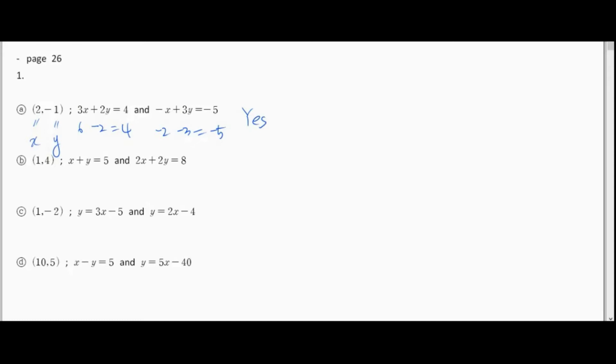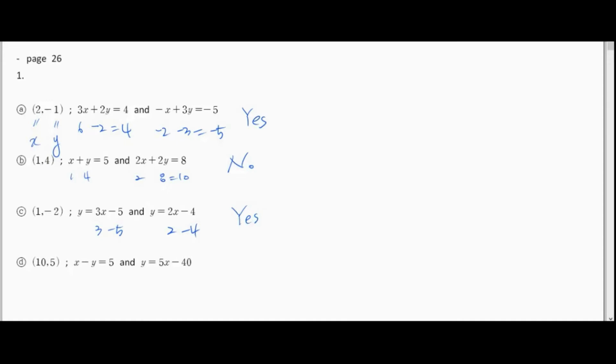And now let's go for B. X is 1, 4, then it's 5. 2x plus 2y, so 2 plus 8, it should be 10, but it's 8, so it's no. And C. When x is 1, it will be 3 minus 5, and that equals negative 2. And when x is 1, it will be 2 minus 4, and they'll also equal negative 2, so it's yes.